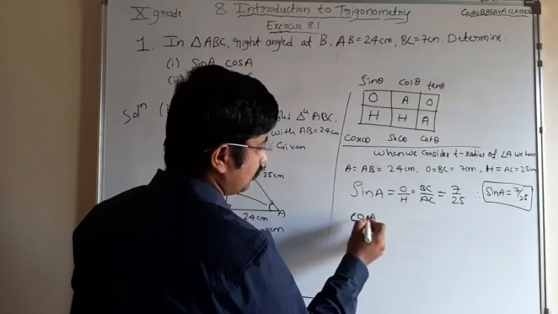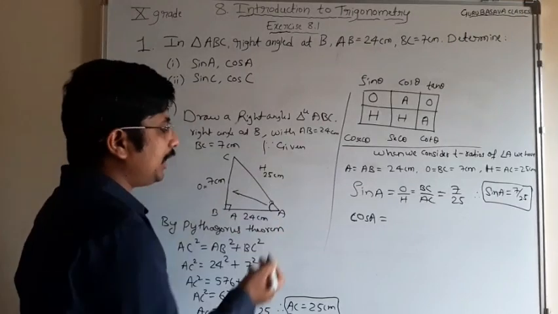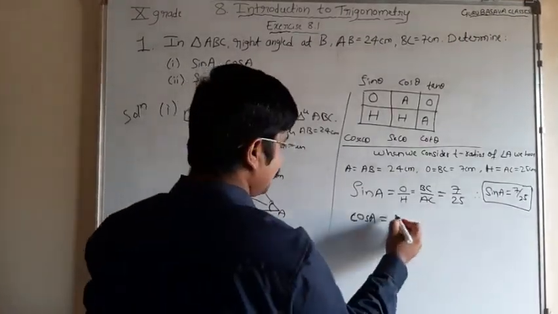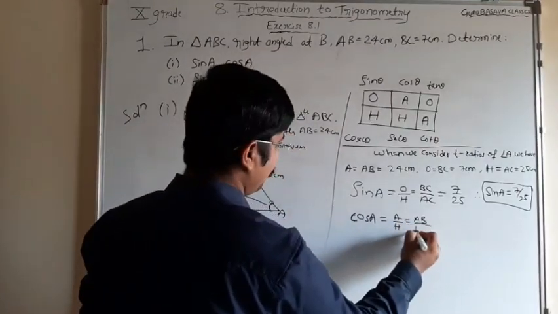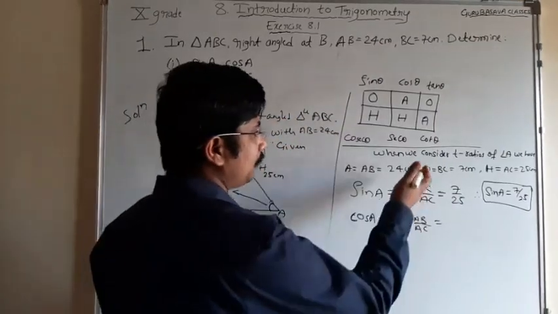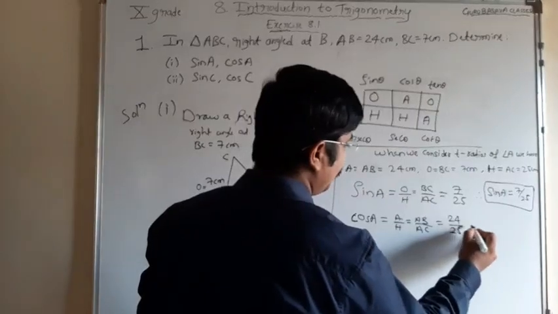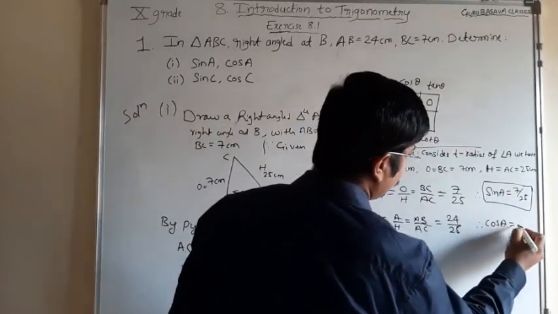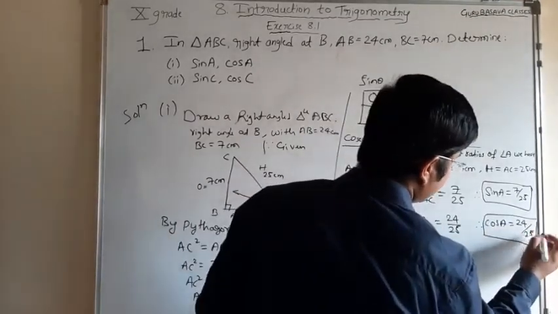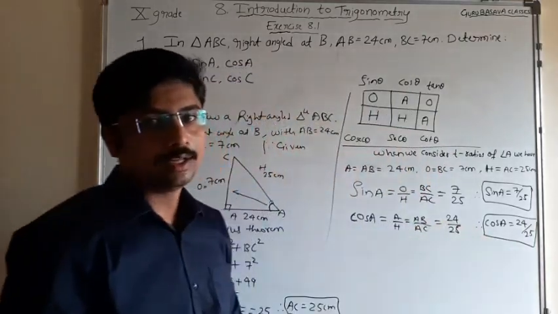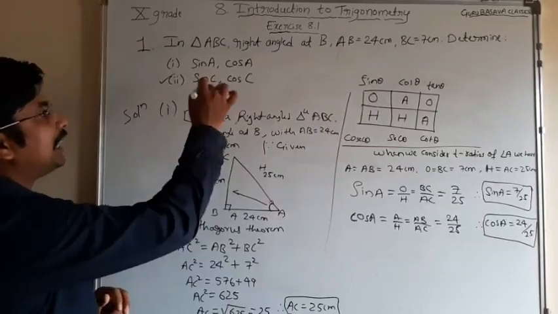Now find the value of cos A. Cos A is equal to adjacent side divided by hypotenuse, that is A divided by H, or AB divided by AC. Substitute 24 divided by AC, 25. Therefore cos A is equal to 24 divided by 25, the required value of cos A. Okay dear students, like this you have to find sin C and cos C.